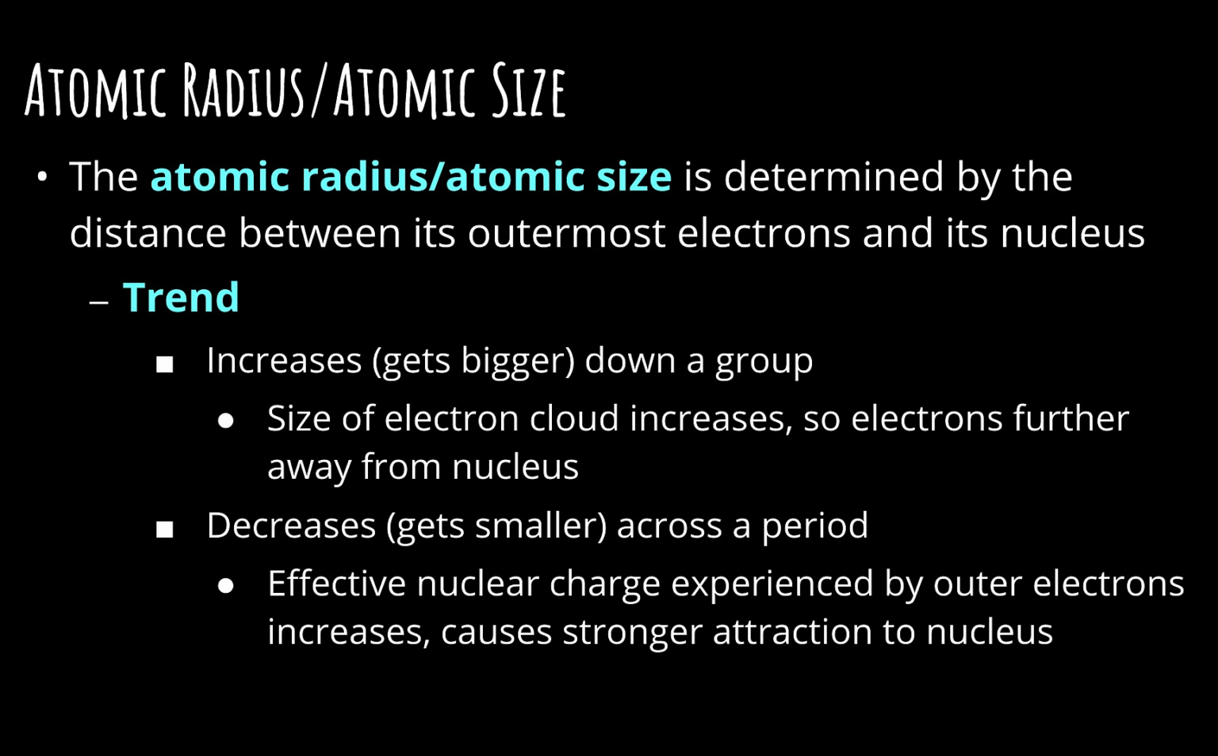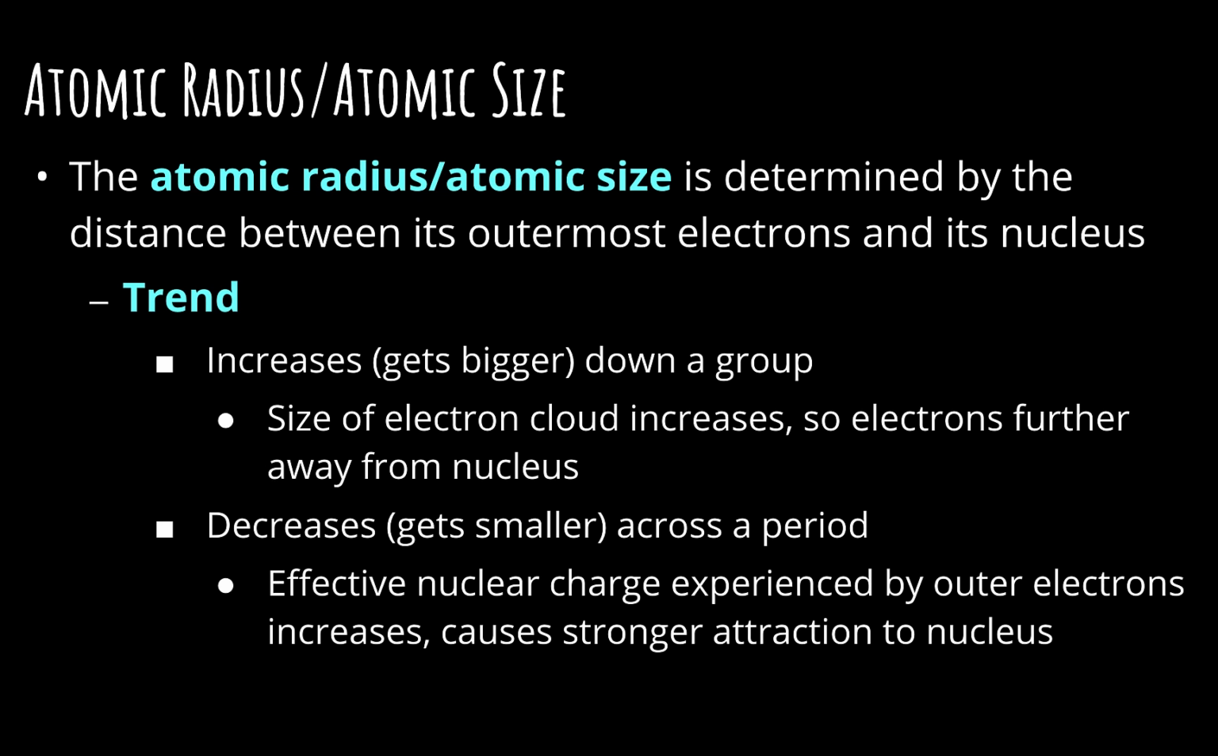The atoms at the top of a group, like lithium, sodium, potassium, are going to be smaller than the atoms at the bottom of the group, rubidium, cesium, francium. The reason that happens is because the size of that electron cloud increases because there are more electrons. The more electrons you have, the more space they take up. So those electrons are further away from the nucleus, which makes that atom larger.